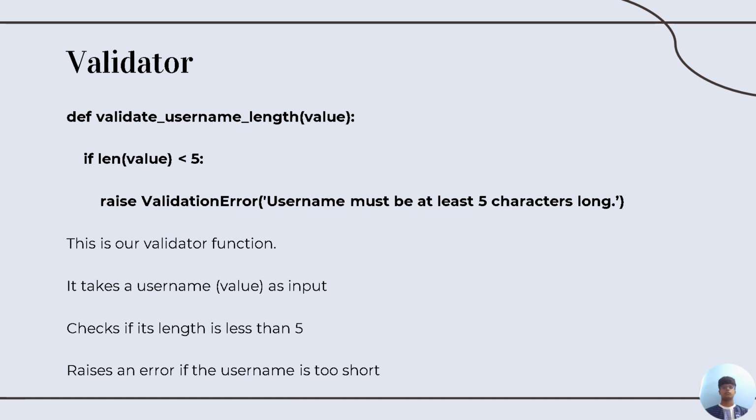So here we define validators like this. We use def validate_username_length(value). If len(value) is smaller than 5, raise ValidationError: username must be at least 5 characters long. So here this is our validator function. The above function is a validator function and an example of it. Basically it takes a username as input, then checks if its length is less than 5, then raises an error if the username is too short.